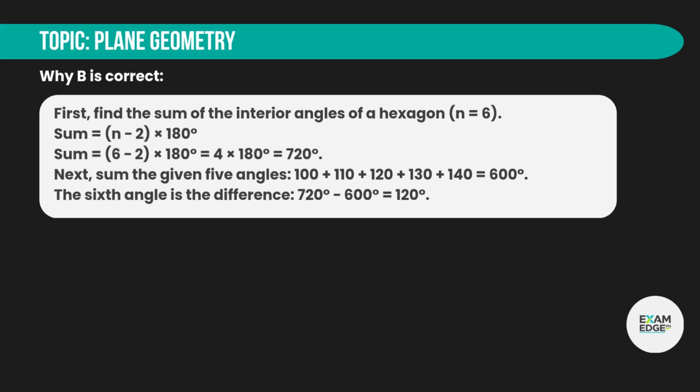Why B is correct. First, find the sum of the interior angles of a hexagon, n equals 6. Sum equals (n minus 2) times 180 degrees. Sum equals (6 minus 2) times 180 degrees equals 4 times 180 degrees equals 720 degrees. Next, sum the given 5 angles: 100 plus 110 plus 120 plus 130 plus 140 equals 600 degrees. The sixth angle is the difference: 720 degrees minus 600 degrees equals 120 degrees.